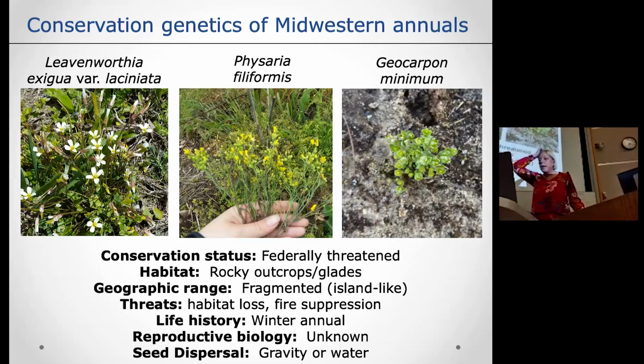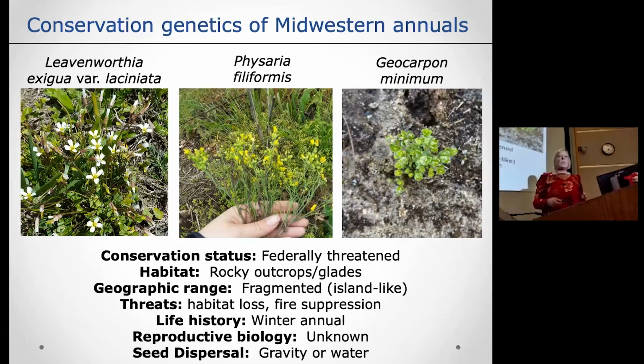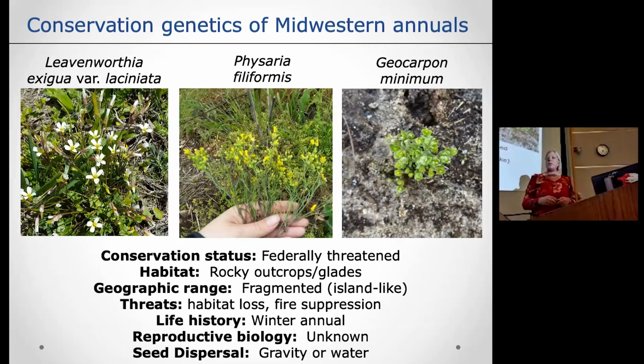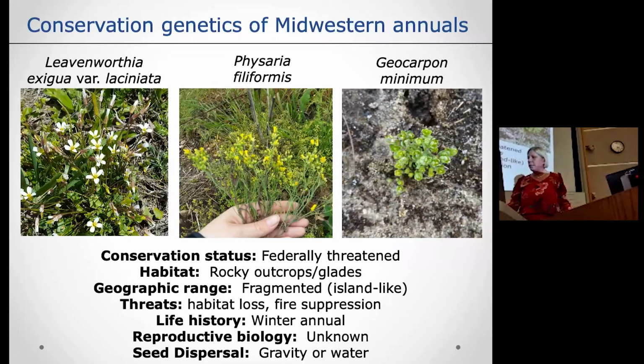And they all have relatively similar life history strategies, or so we thought when we started. We know that they're all winter annuals. So they germinate in the fall, overwinter as a rosette, and then reproduce in the spring. We didn't know their reproductive biology when we started these projects, but we knew that they all had gravity or water dispersal of their seeds.